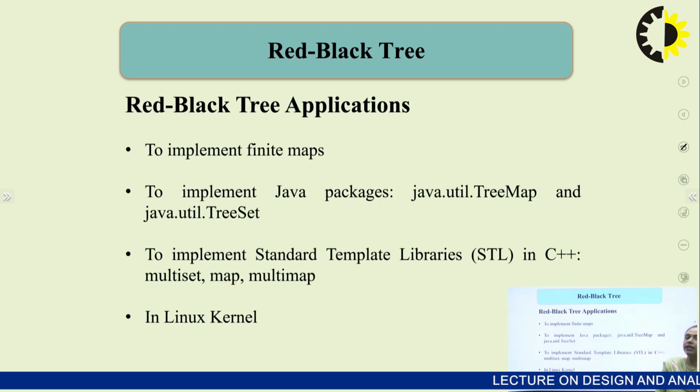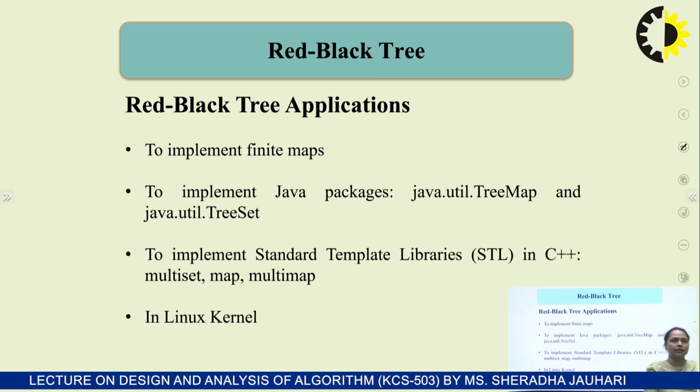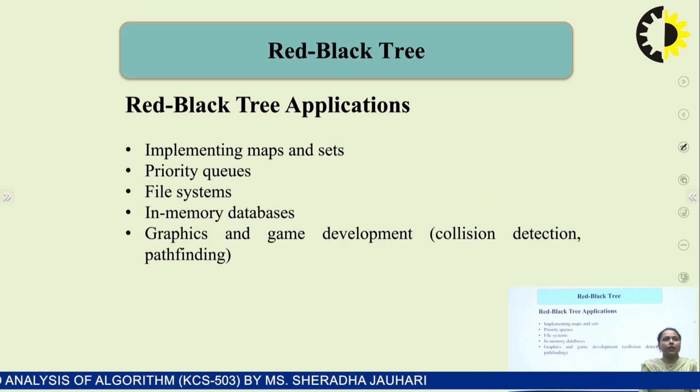Next, what are the various applications of red-black trees? Red-black trees are used for implementing finite maps, or to implement Java packages, or to implement the standard template library in C++ or in the Linux kernel. So, it has a wide range of applications which are used in computer science. And some of them are implementing maps and sets, priority queues, file systems, memory databases, graphics and game development.